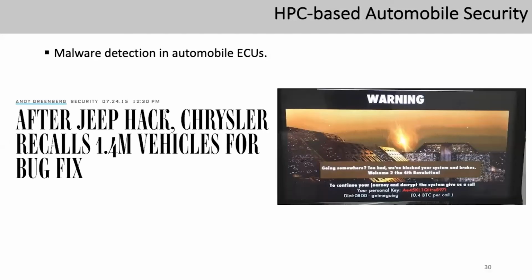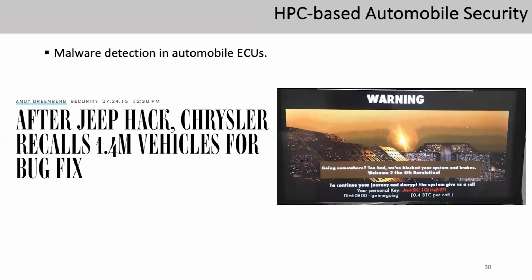Let's see some of the news articles. In 2015, Chrysler had to call back 1.4 million Jeep vehicles because of a Jeep Cherokee attack. This is very interesting. Two researchers in St. Louis, Missouri, did this experiment. One of them was driving on the St. Louis highway. The other person was sitting inside an office. And the person driving on the highway suddenly realized that he doesn't have control over his brakes and accelerator.